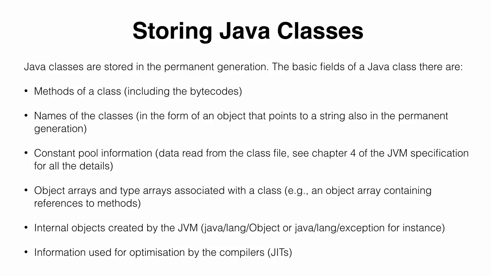So, storing Java classes. Java classes are stored in the permanent generation, as I've mentioned a few times. The basic fields of a Java class are methods, names, constant pool information like data read from a class file, object arrays and type arrays associated with a class, an object array containing references to methods, internal objects created by the JVM, and information used for the optimization of the compilers, the JITs. Again, there's a video on that a few back from this. Take a look if you are interested in it.